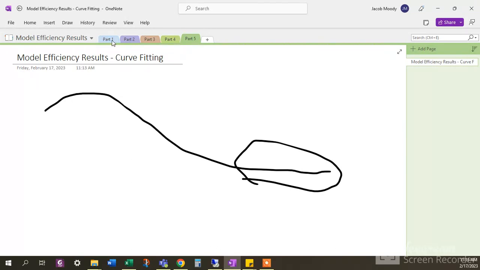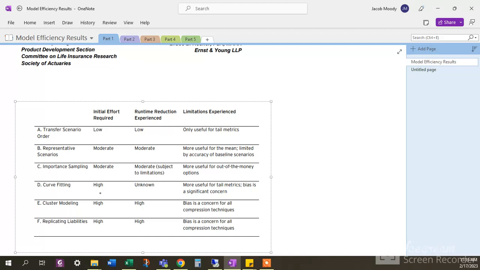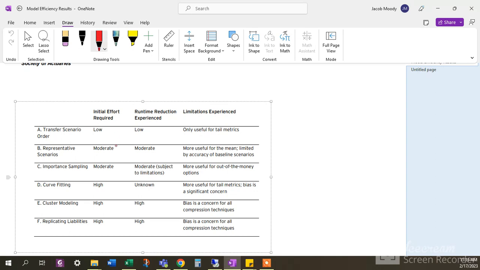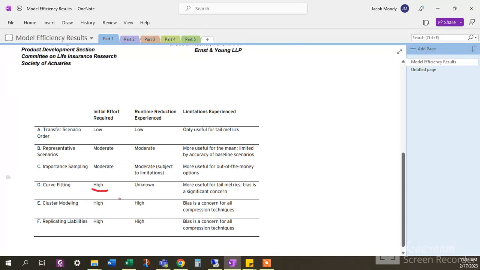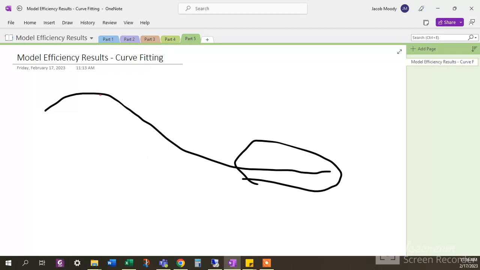Now, let me just say this right here. The curve fitting, the initial effort required, one of the things that makes it marked high is because out of all 6 of these, this is the most academically challenging to put in place. If an actuary is only concerned about the mean of their distribution, you wouldn't use curve fitting, because you have a lot of samples and scenarios there, so don't worry about it.